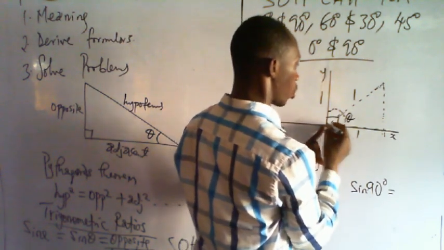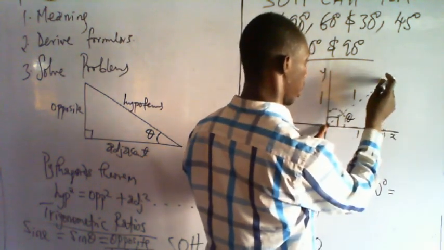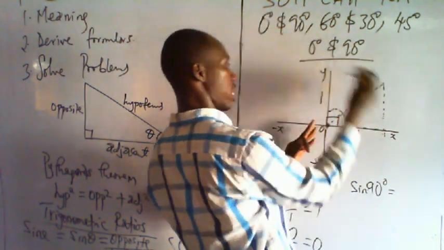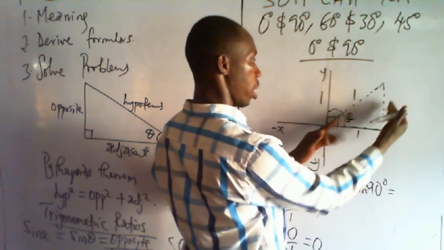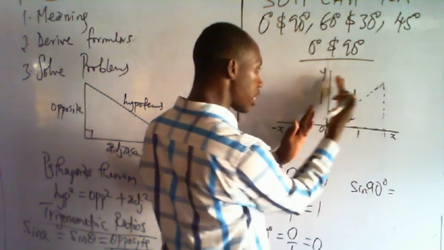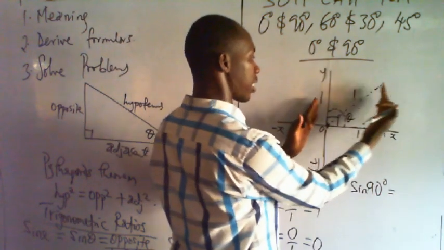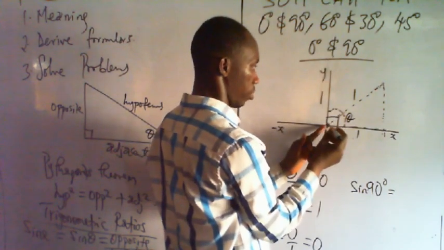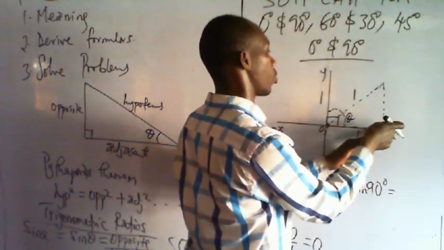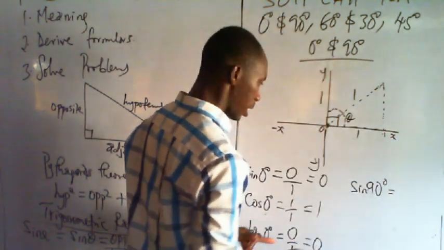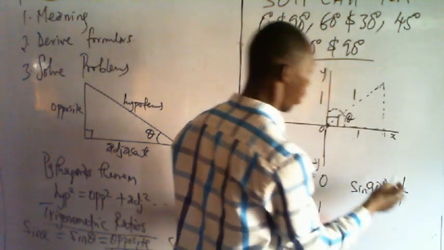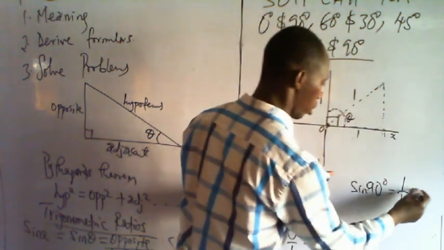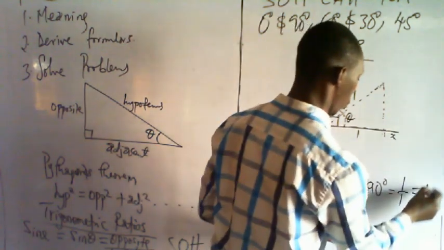From here to whatever angle we are going to have here will become 0. Because this line, as it moves toward here, this vertical line tends toward the y-axis. As it tends toward the y-axis, it gets to a point here, vertically here, making it 0. And this line has also risen to 1. So sine 90 degrees becomes 1 over 1 because our opposite has also become 1. And our hypotenuse is 1, giving us that sine 90 degrees is 1.